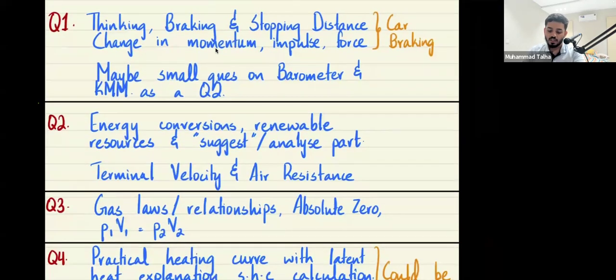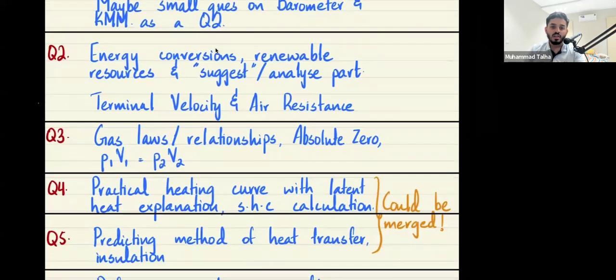Next, I expect energy conversions, some idea on renewable resources, and a suggest and analyze part, as we were just looking at, for example, the wheelbarrow question or pulling up the flag question. And there could be a part on terminal velocity, how it's reached, and resistance as well in question number 2. Third, gas laws, relationships, absolute zero. I feel like this can come in, and also P1 V1 equals P2 V2.